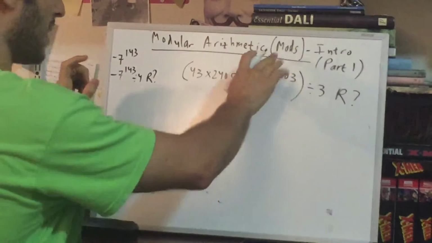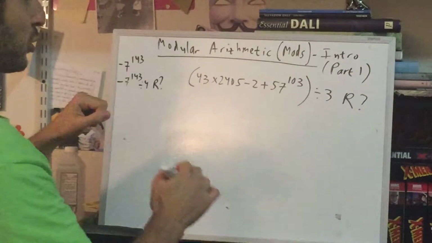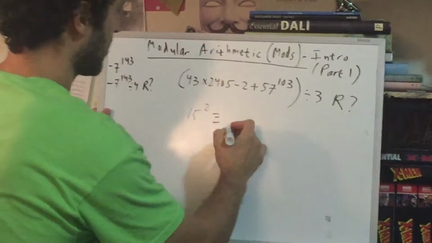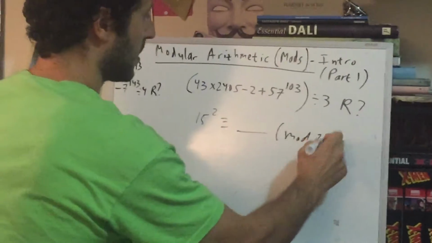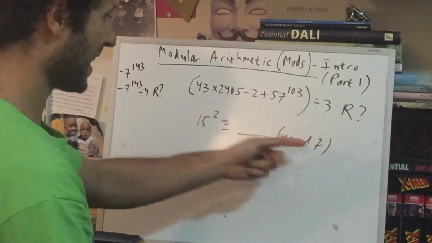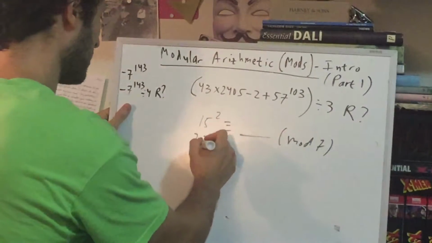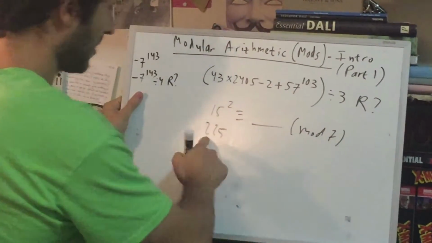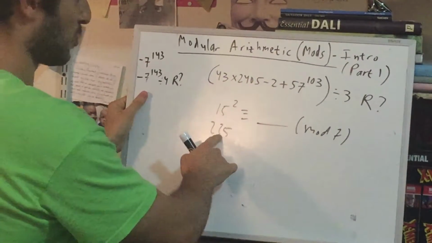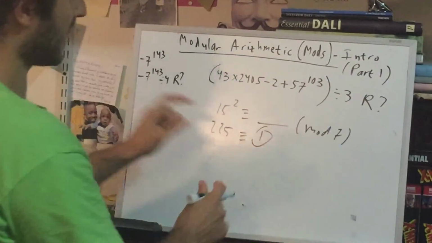So the whole idea of mods will be taking crazy looking things, large things like this, and shrinking them down. So let's say we want to find 15 squared mod 7. In other words, the question we're asking is, what is the remainder when 15 squared is divided by 7? Traditionally, you would say, okay, I have to calculate this. That's 225. Divide that by 7. That's going to be 210 plus another 14. So it's 224 plus 1. And then the remainder is going to be 1. So the answer should be 1.